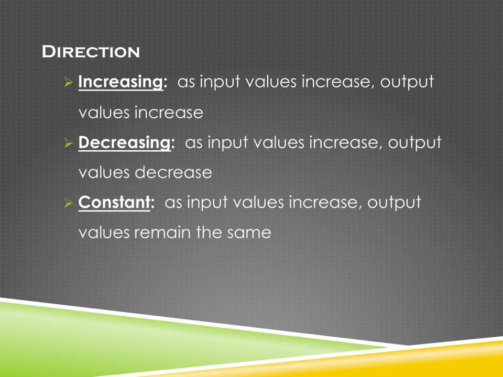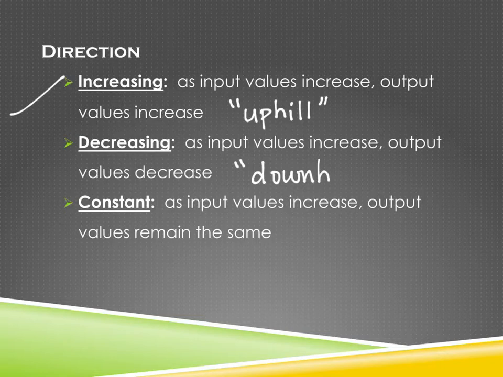headed. So if we talk about its direction as being increasing, then that means that as the input values increase, the output values increase. And we always look at graphs from left to right. So as we're looking from left to right, it will look like such a graph is going uphill, like this. If the direction is decreasing, then as the input values increase, the output values will decrease. And likewise, it will look like it's going downhill from left to right.